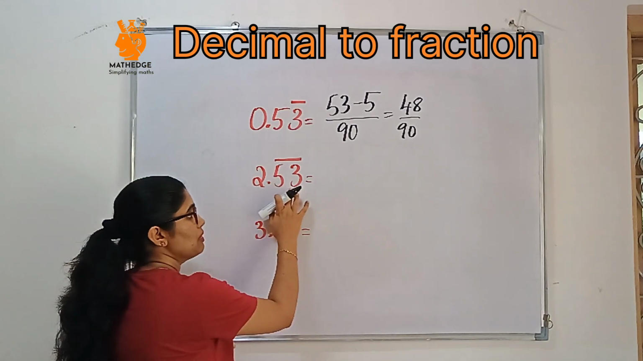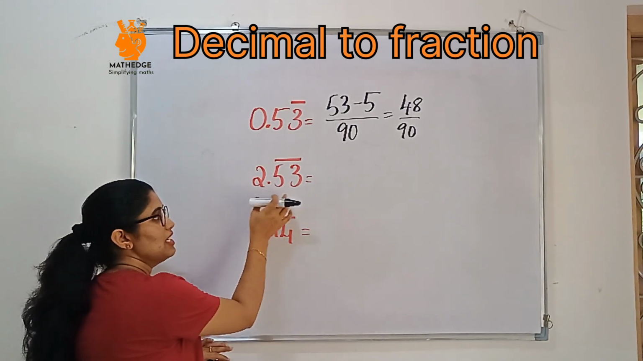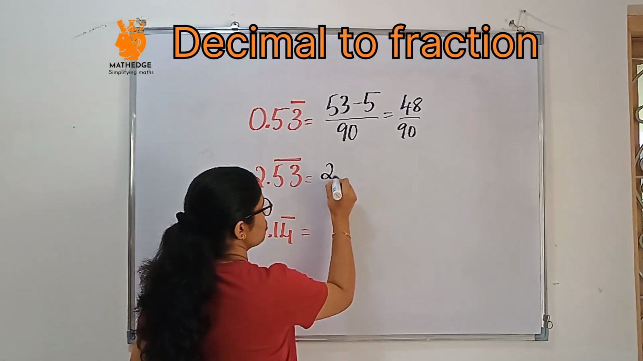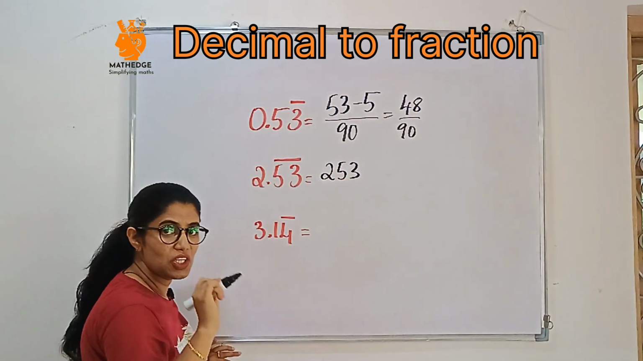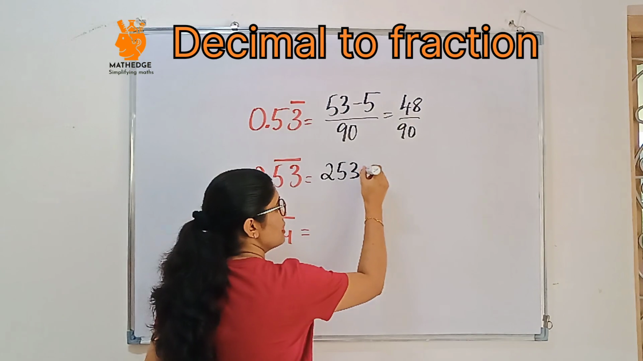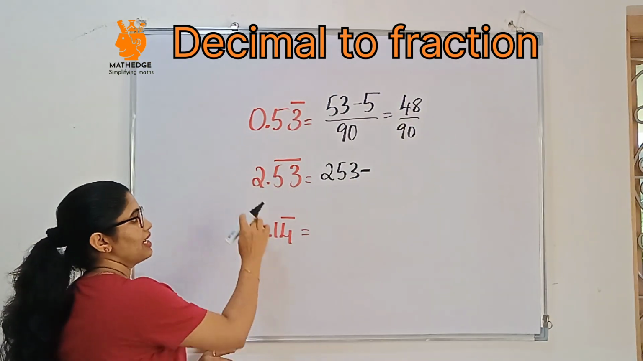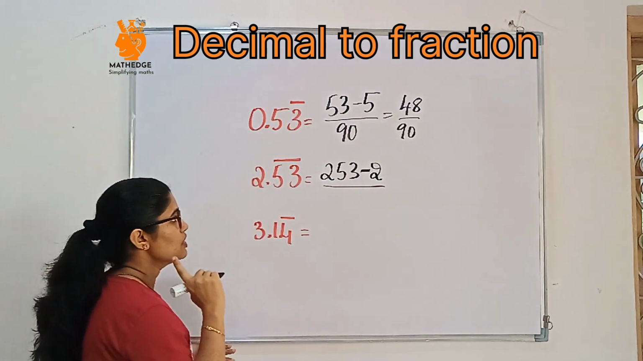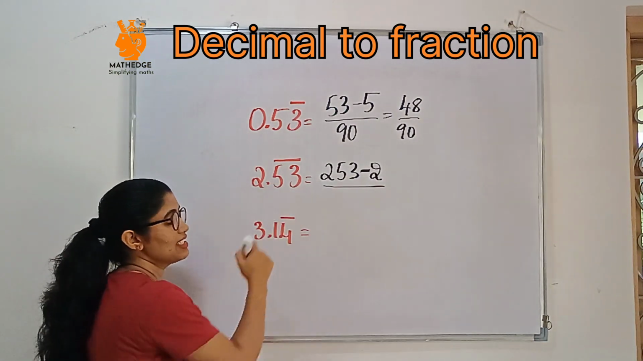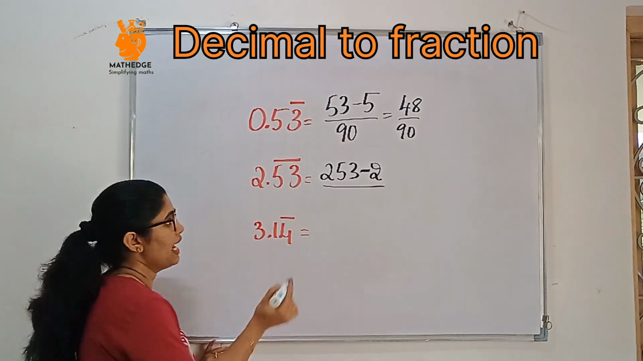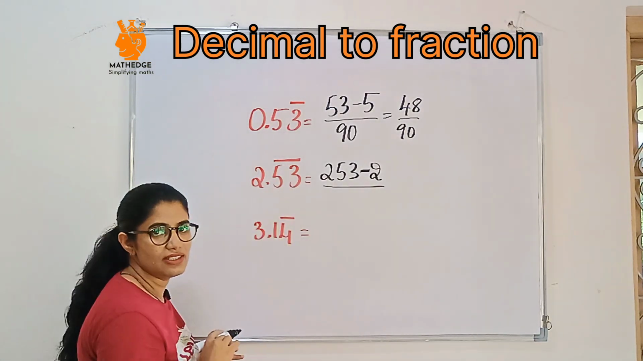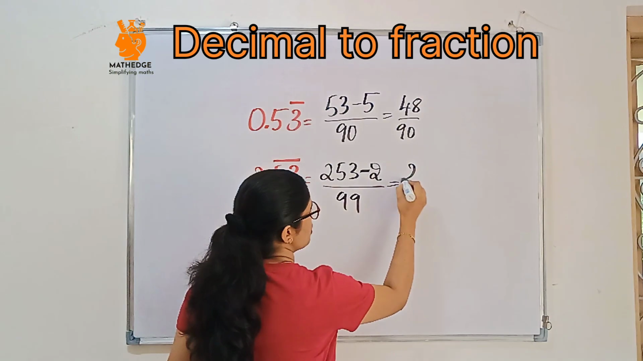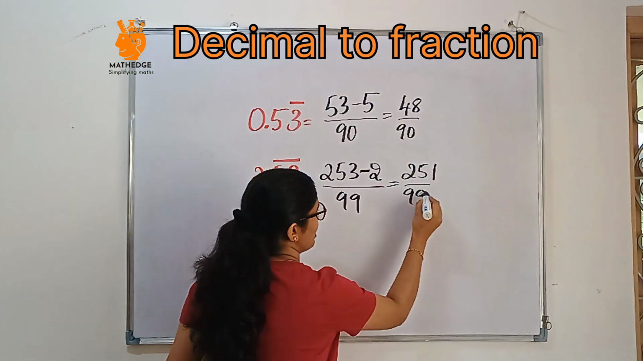So next let us take 2.53 bar. Here the bar is for two numbers, and along with that we have 2, so you just consider this as one number. Write it at the numerator, so 253. And here also we subtract the number that does not contain a bar. Which number does not contain a bar here? 2. So subtract 2, divided by, and you should consider only the digits after the decimal for the denominator. For 53 the bar is there, so we should write two 9s, so 99. 253 minus 2 is 251 over 99.